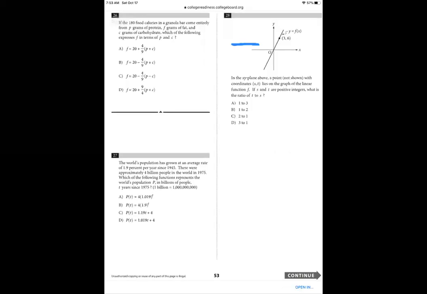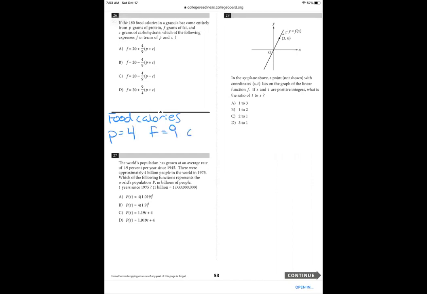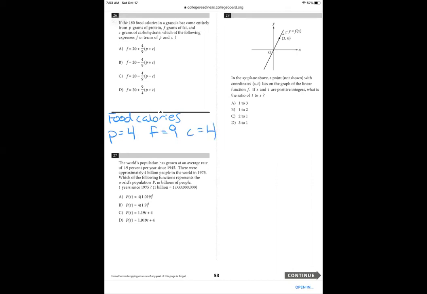So what you will need for number 26 before you get started is that the food calories for protein per gram are 4. For fat, it is 9, and for carbohydrates, it was also 4. So again, that's in the table of information on the previous page.